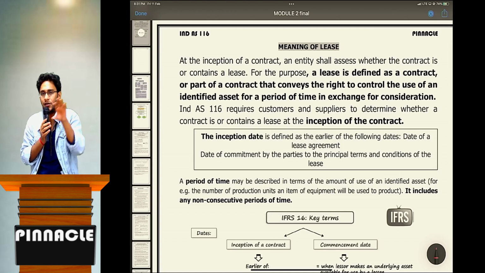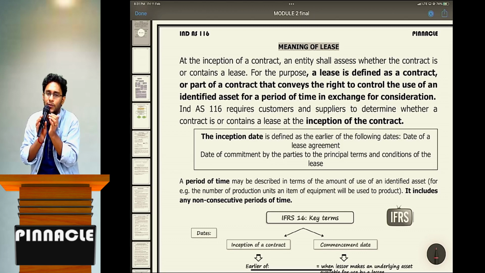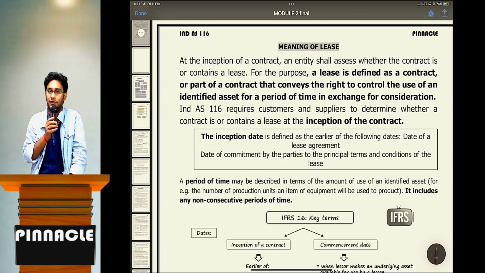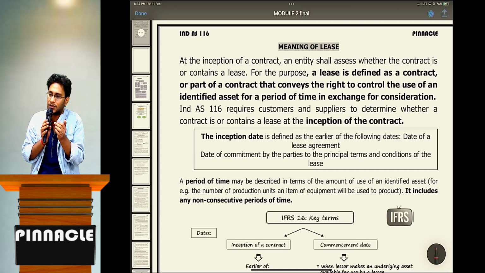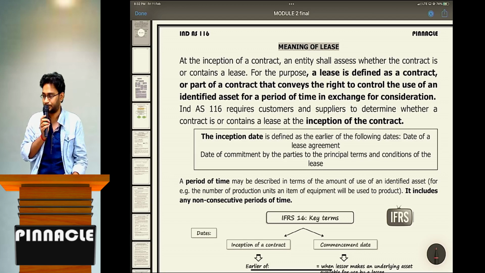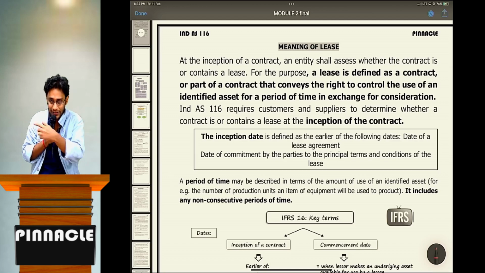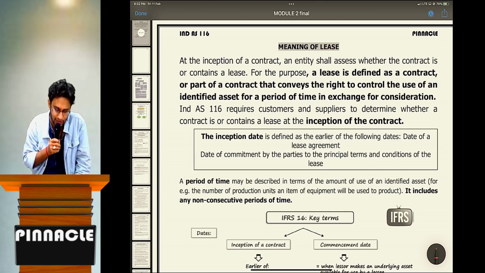So in the entire contract, lease can be a small component also, doesn't matter, still 116 will apply. So 116 will apply when the contract in entirety is a lease or a contract contains a lease also. That's why the language is like that. We'll see all this in some time, sir, otherwise I would not explain honestly.